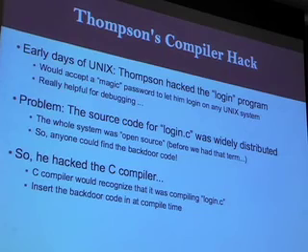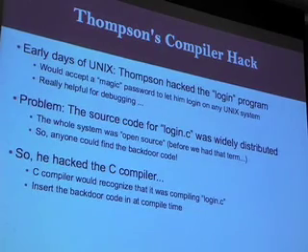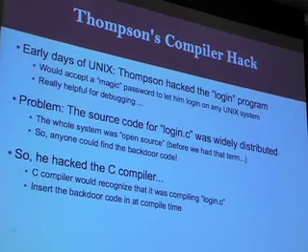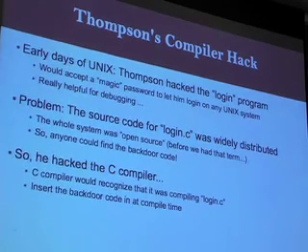So the code for the login program was just in the clear. Everybody had all the source code. It wasn't like today where you get the OS from Microsoft or Apple and you don't get the source code. Right? So he knew that if he just put a backdoor into login.c, if the password is foo, login, everybody would see that backdoor was in there. So how did he hide it?